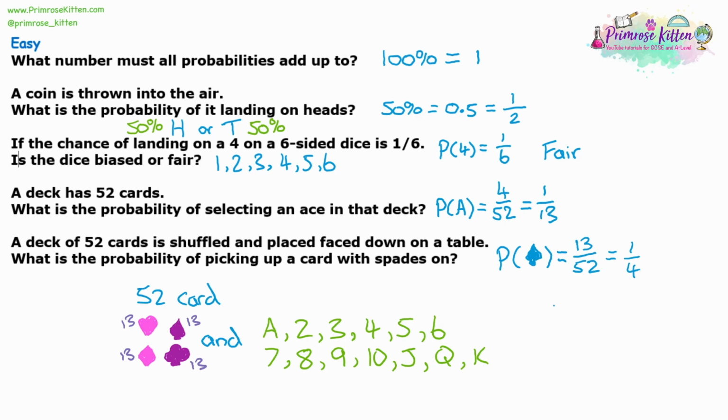Your 52 card deck does not include a joker. It does not include spare cards or rule cards. Keep it nice and simple. Unless it explicitly tells you this deck has got 1, 2, 3 jokers in, then you can include them.